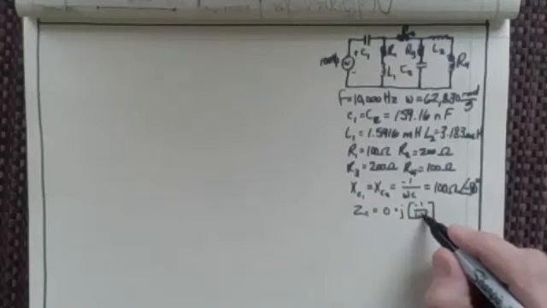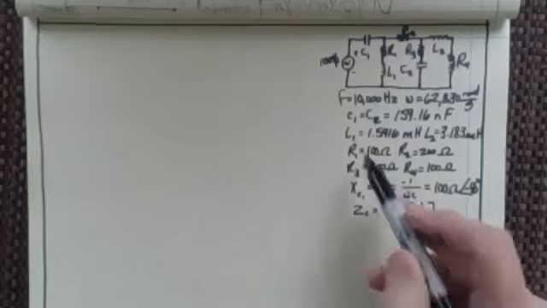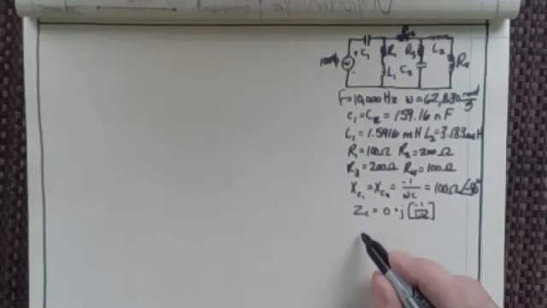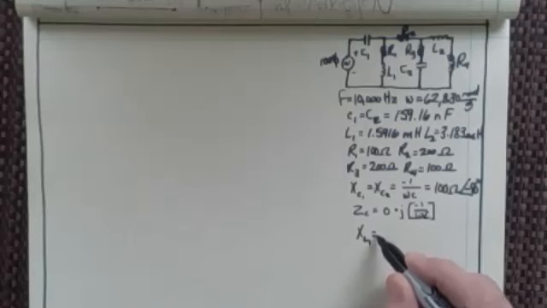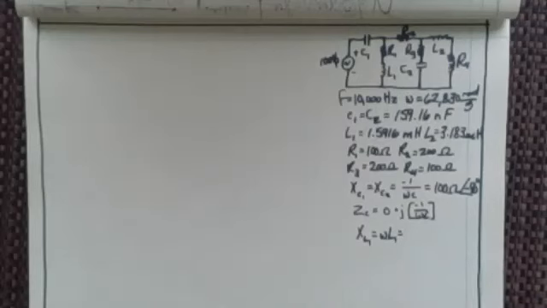Oh, that C, by the way, is not a subscript. That's actually C. So it's 100 ohms, and that's why I chose these values. And let's do the same thing for the reactance of L1, right? That's just going to be omega times L1.